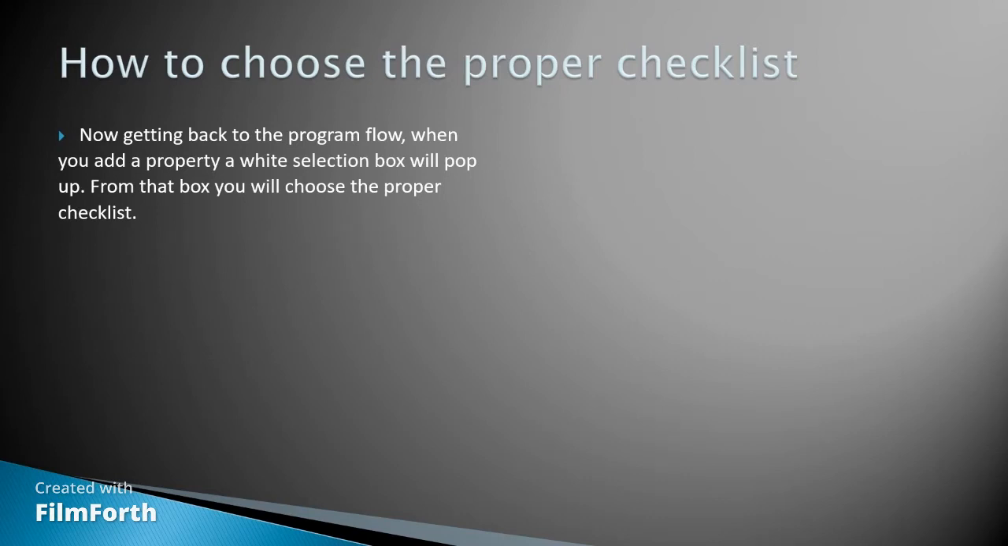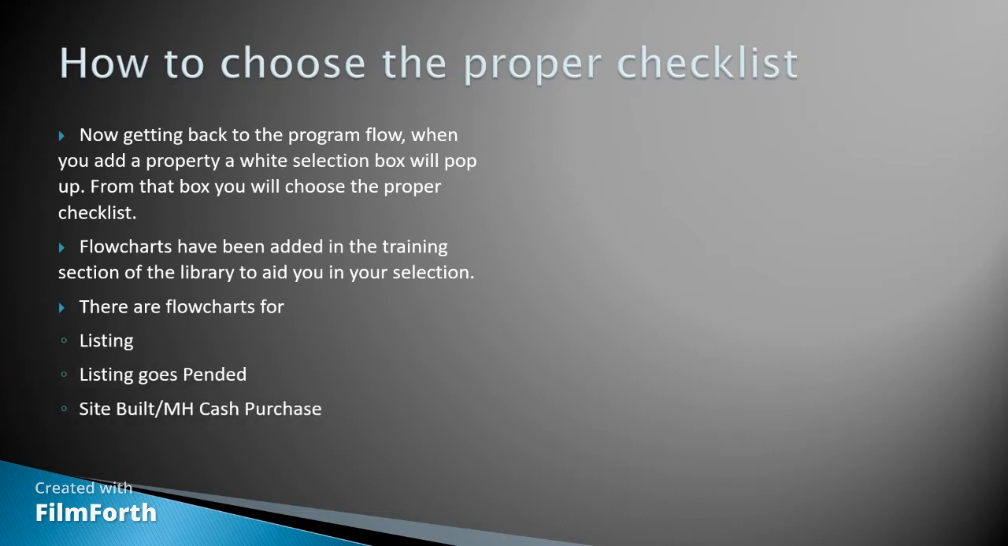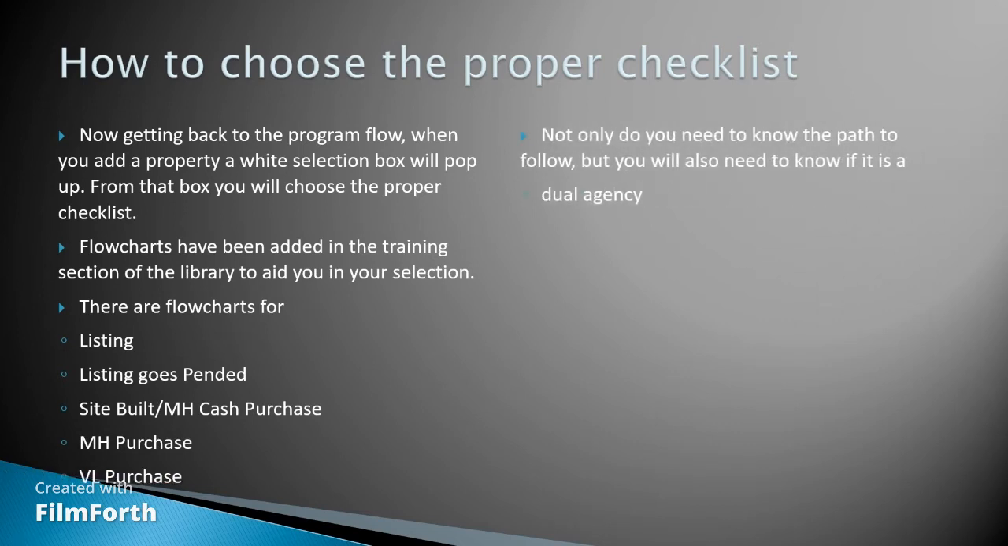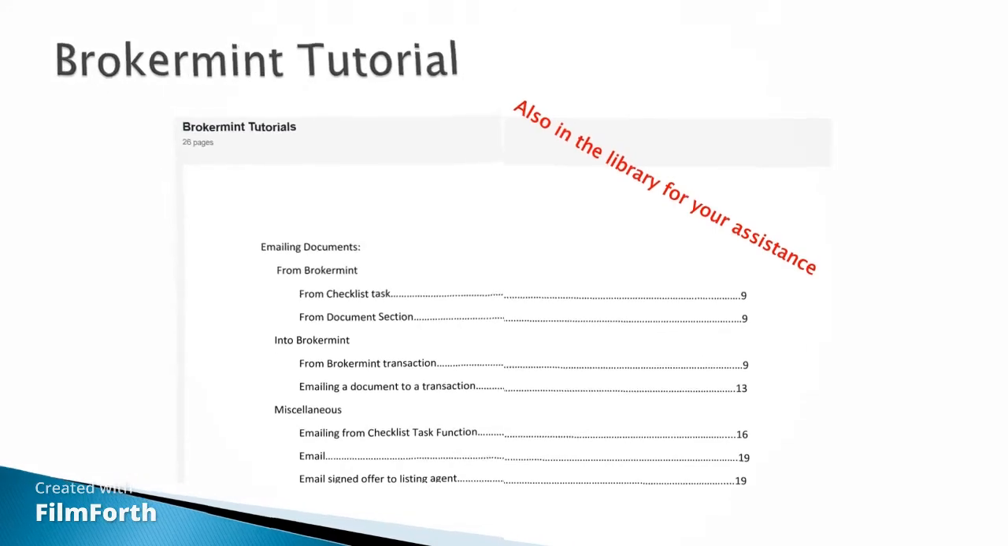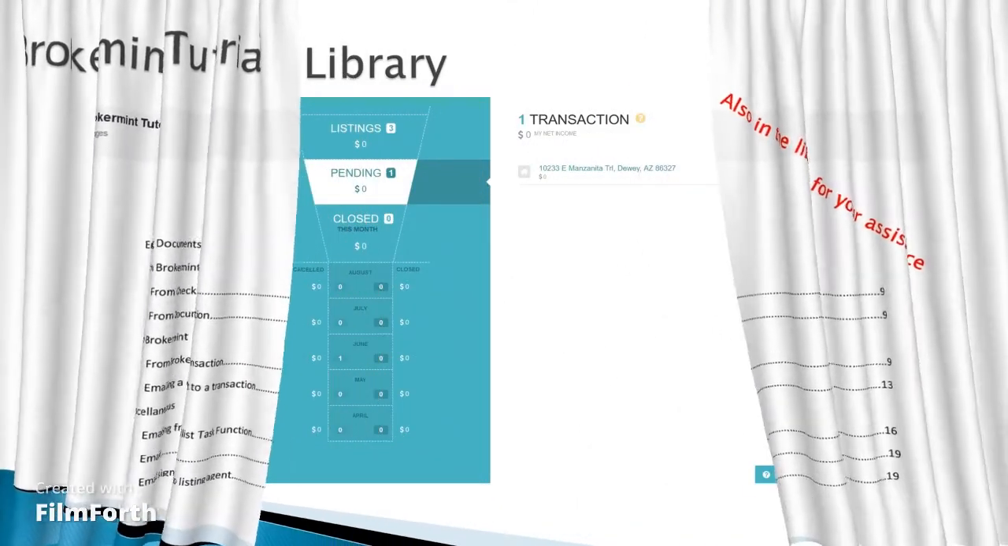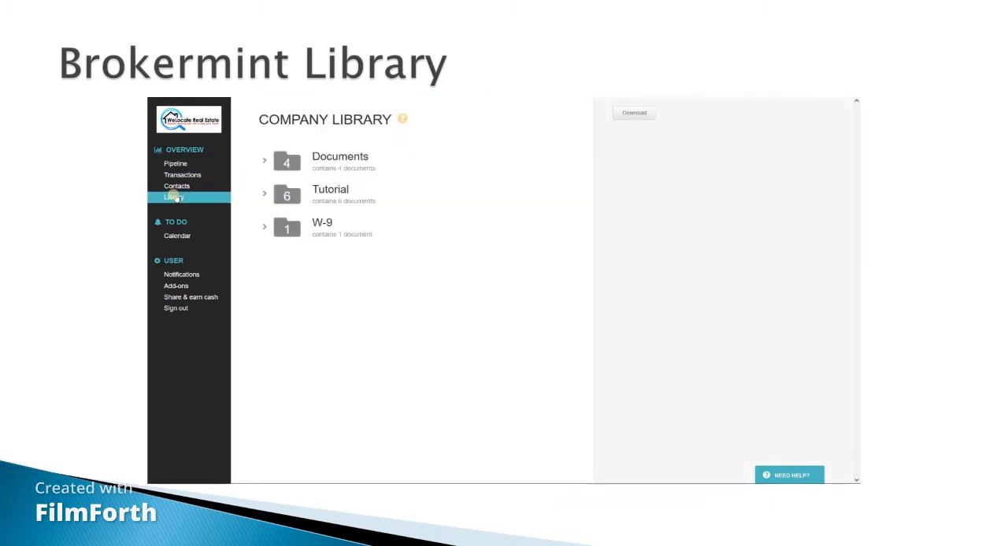If you recall, when we added the last transaction, a white box popped up prompting you for the checklist. That's where we'll begin. In the library, you will find flowcharts to help you with your selection. One of the most helpful things you'll find in our library is a Brokermint tutorial, and you can print that out, and we'll have more on that in a few moments. To get into the library, it's easy. Just click on the library button on the main menu.